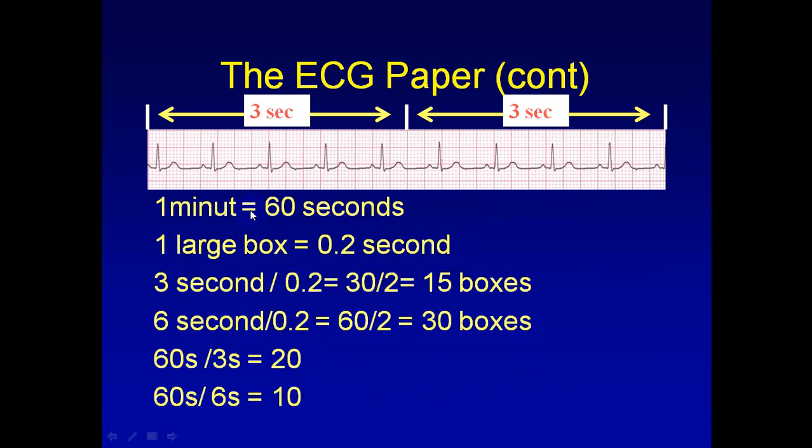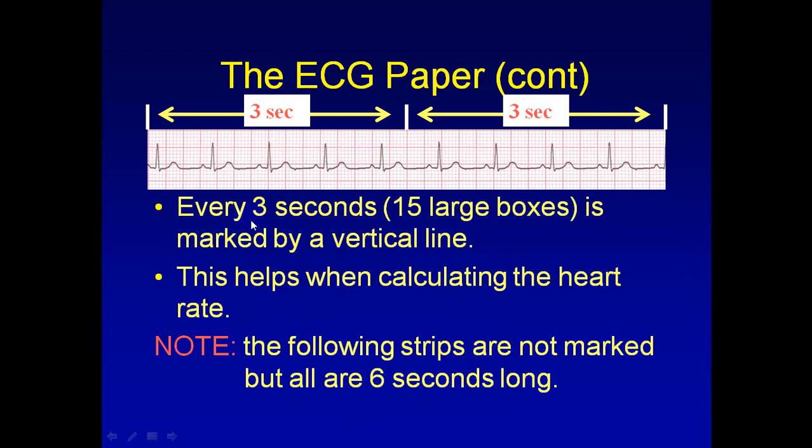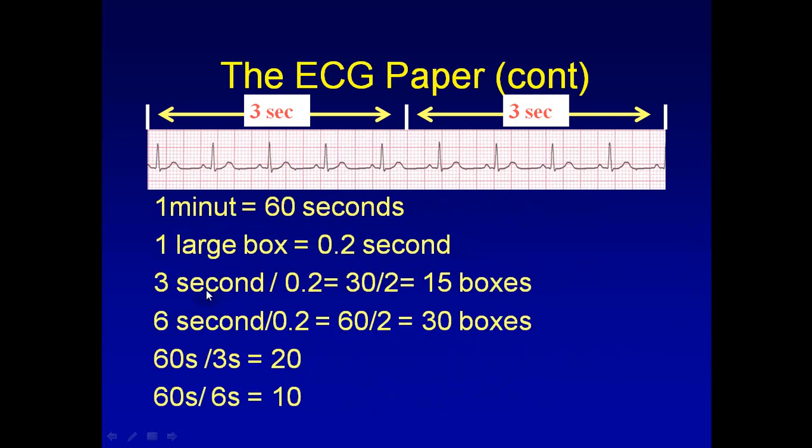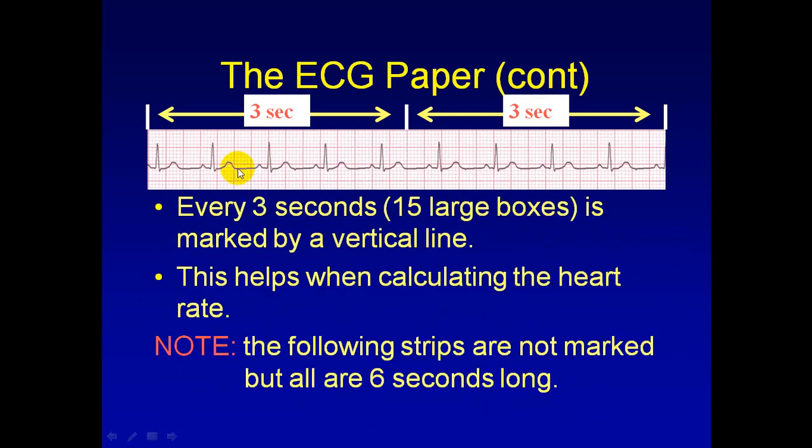Please, 1 minute equals 60 seconds. We know that a large box is 0.2 second. So for 3 seconds, if we divide by the large box, there are 15 boxes. Please remember that: every 3 seconds is 15 large boxes. For 6 seconds, 6 divided by 0.2 gives 30 boxes. So the 6-second strip is 30 boxes.